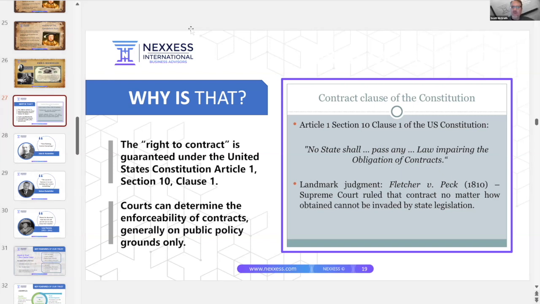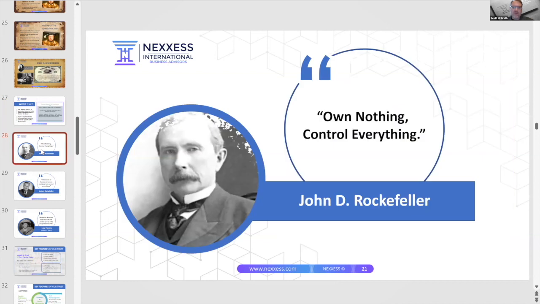All right, here we go. The next slide is what John Rockefeller used to say. He always said, own nothing but control everything. We teach people not only what they did, but what they said. So what he taught was that if you want to be wealthy, you cannot be the owner. John Rockefeller was very clear. He said, get rid of the ownership and now you can have control.